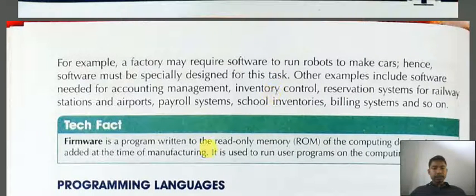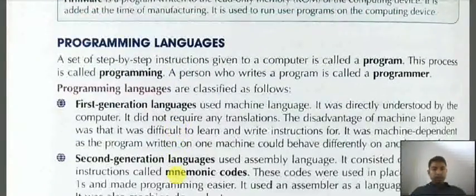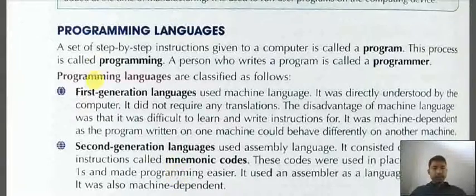The next topic is programming languages. A set of step-by-step instructions given to the computer is called a program. This process is called programming. A person who writes a program is called a programmer. Programming languages are classified as follows.